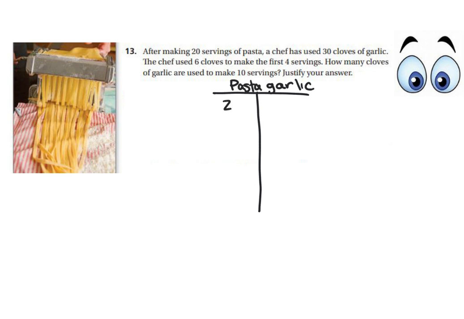20 servings of pasta uses 30 cloves of garlic. 4 servings of pasta uses 6 cloves of garlic. So let's first check to see if this is proportional. 20 divided by 5 is 4, and 30 divided by 5 is 6. Okay, so we know this is proportional. Things are working out nicely here. We could also check inside the table if we wanted to.